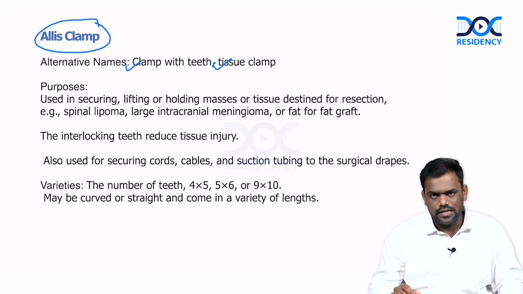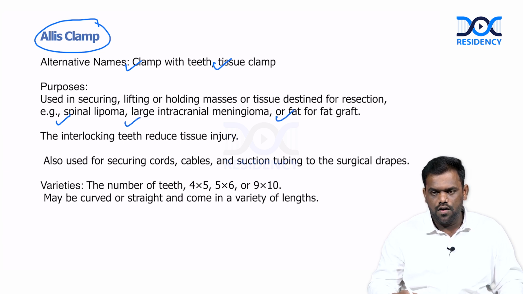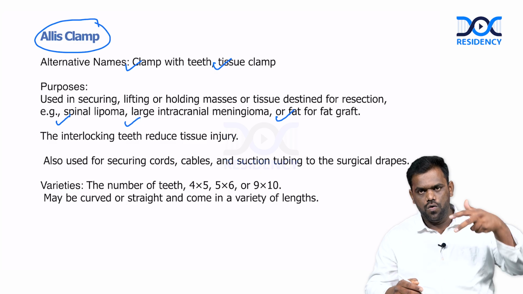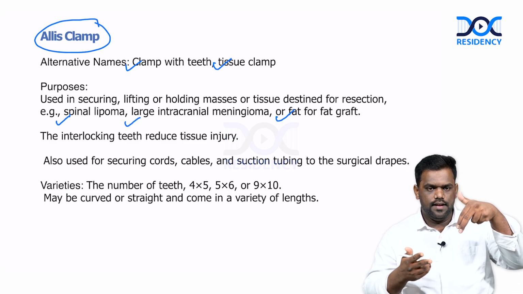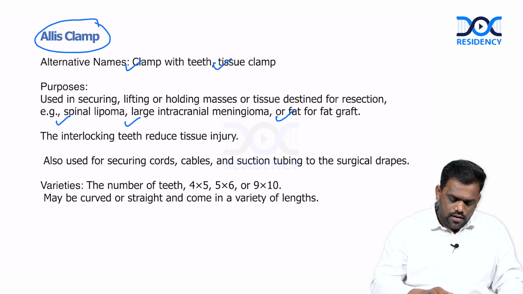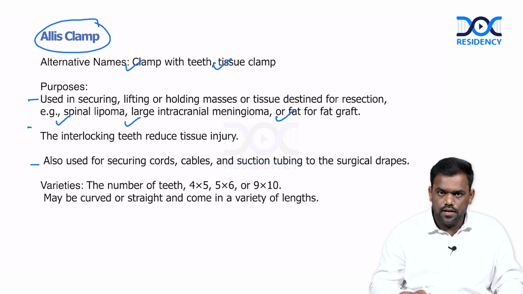for resection. When you resect a tissue, it is used to hold the mass or lift it. Examples: spinal lipoma, large intracranial meningioma, or fat grafts can be held and lifted so that we can dissect easily. The interlocking teeth reduce tissue injury, and it is also used for securing cords, cables, and suction tubing to the surgical drapes.